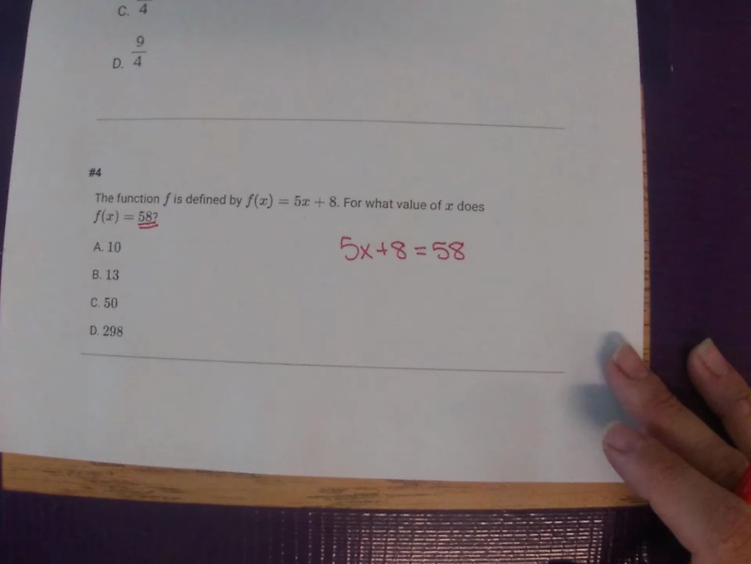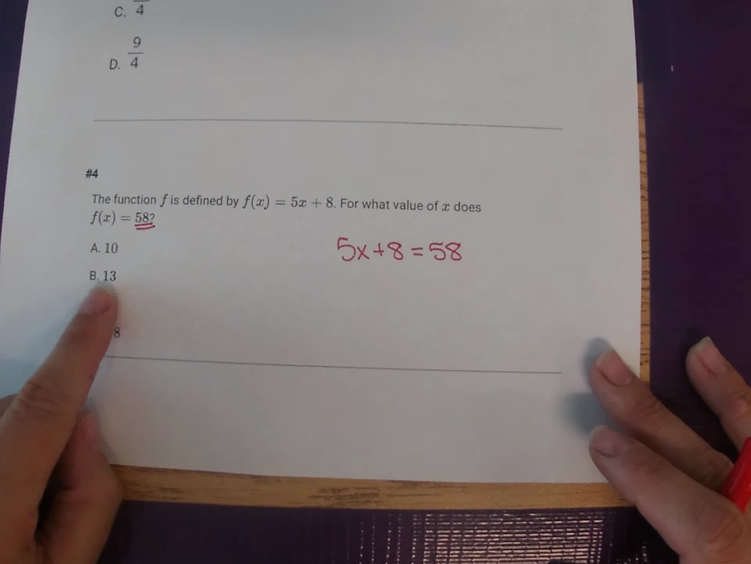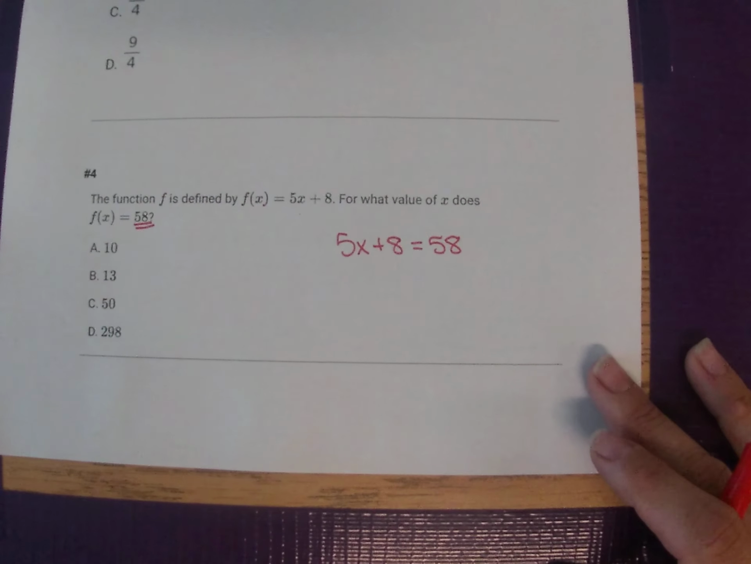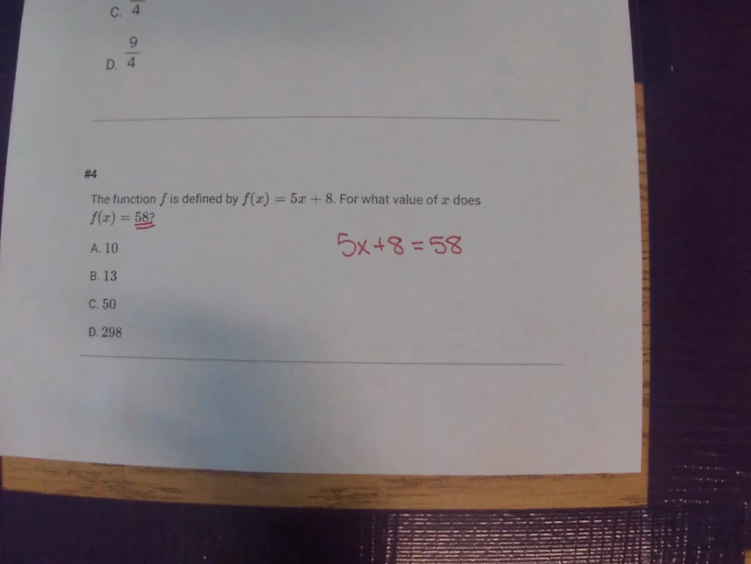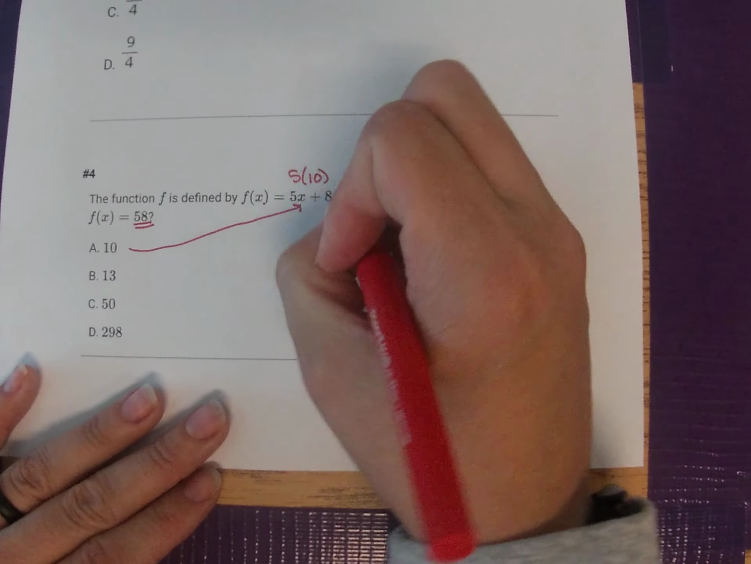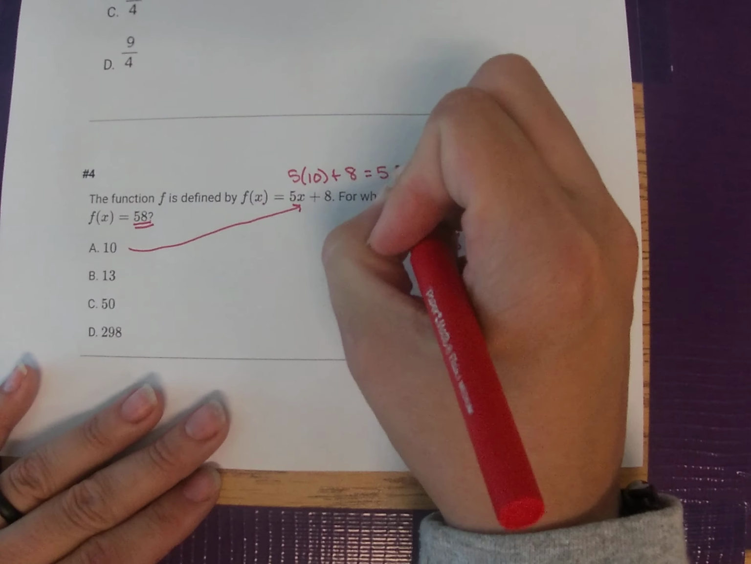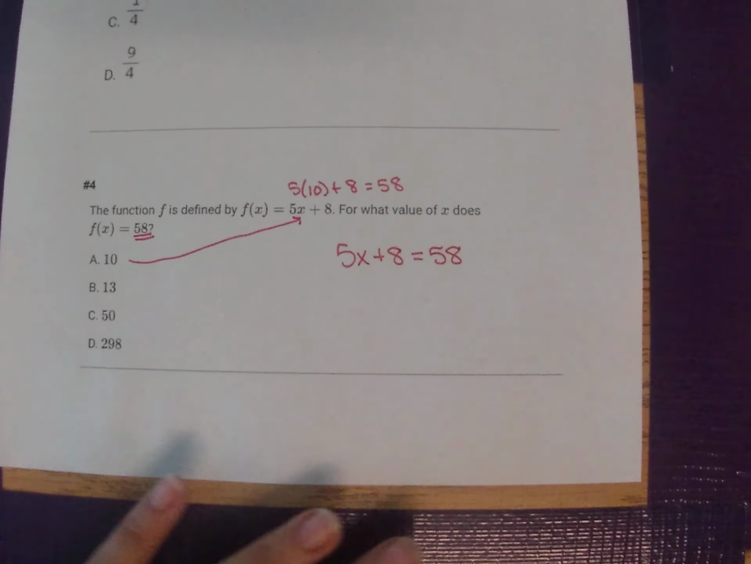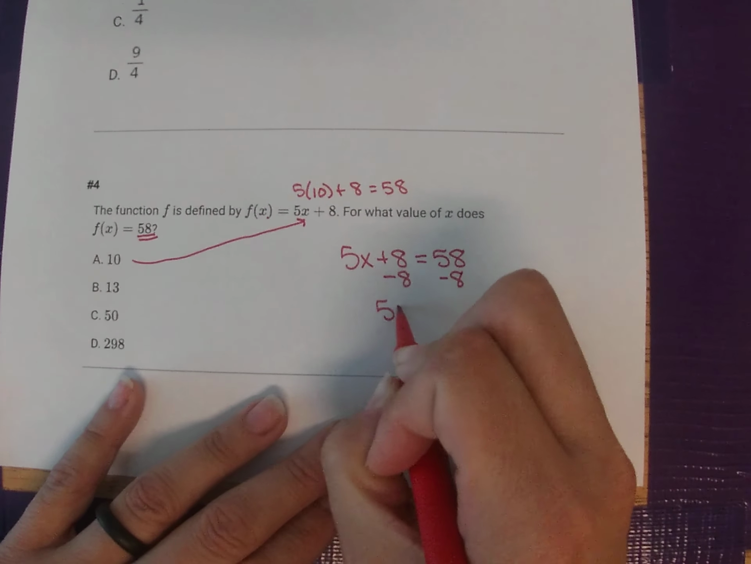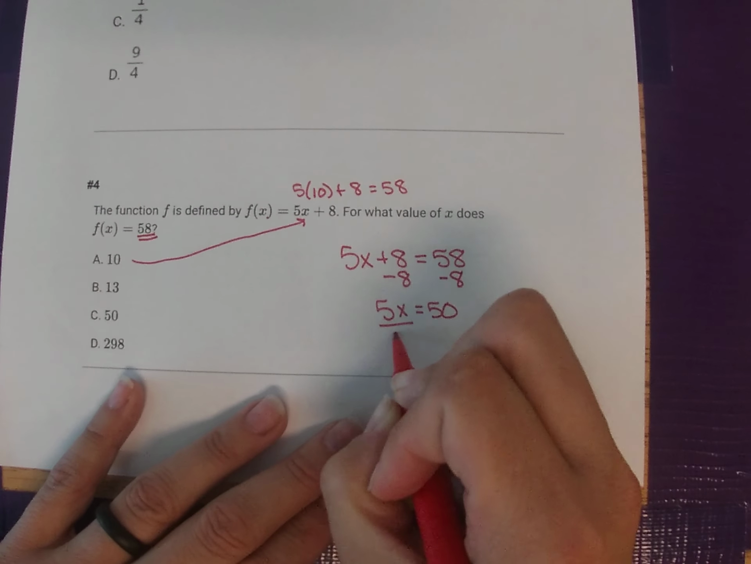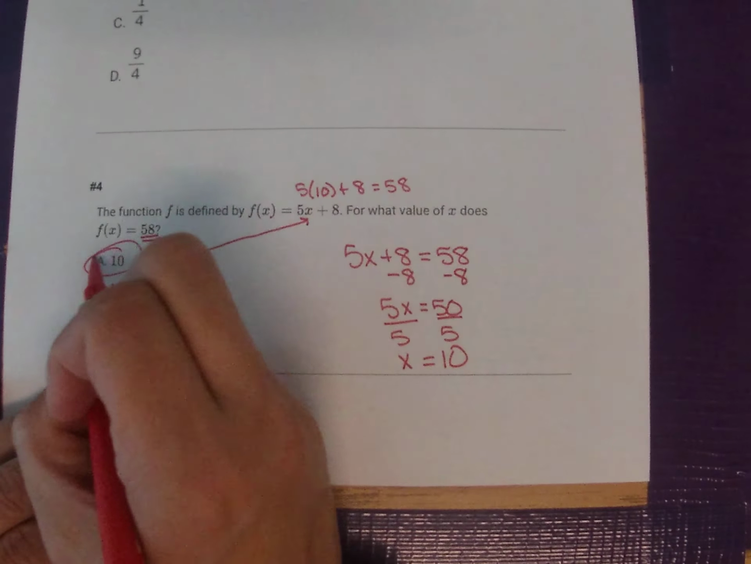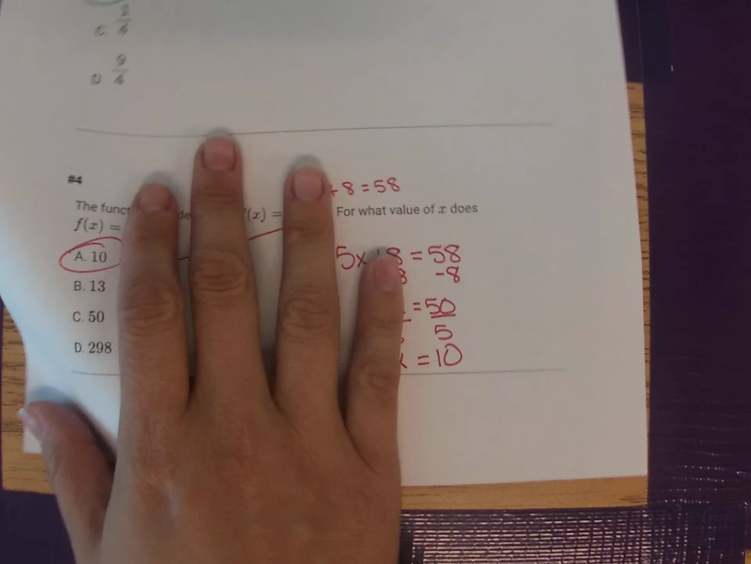Now there's two approaches you can take. Approach number 1 is you can start plugging in all of these input values for x and see which one outputs 58. So I take this 10 and plug it in for x: 5 times 10 plus 8. Oh, that's my answer right there. It equals 58. Option 2 is that I can solve this equation. 5x equals 50. Divide by 5. Either way, we get 10. So the correct solution is 10.